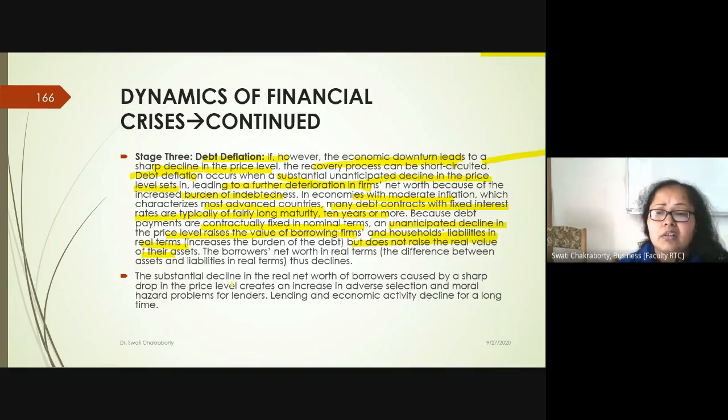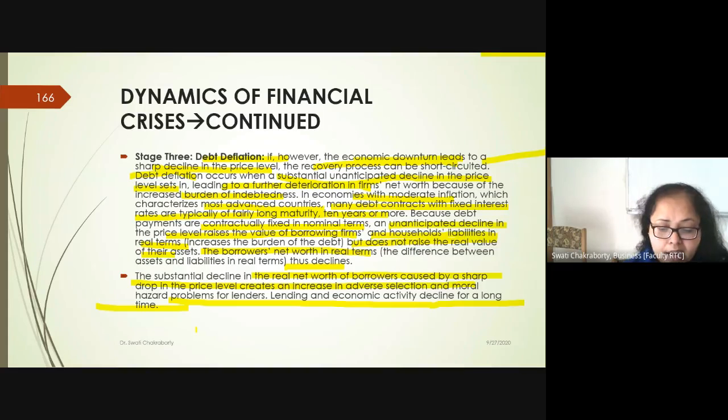It raises the value of the borrowers' liabilities, but the real value of their assets will not increase. So the borrower's net worth in real terms declines. The substantial decline in the real worth of borrowers, caused by a sharp drop in the price level, creates an increase again in the adverse selection and moral hazard problems. Lending and economic activity decline for a very long time. That's what happens. Okay, so that's all that we have up here.